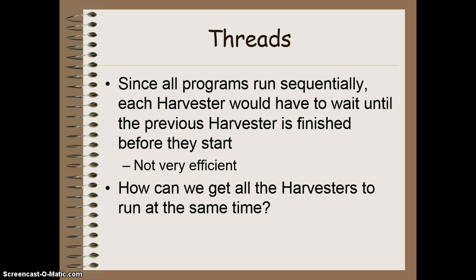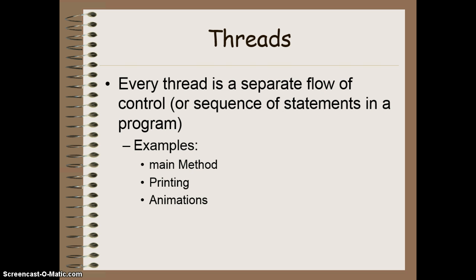So what we want to know is, is there a way to get all these harvesters to work at the same time? And obviously the answer is yes, we can use threads. So how do we do this? Well, first of all, we need to understand what threads are. Every thread is a separate flow of control, or a sequence of statements that runs on its own, independent of the rest of the program or anything else that's happening.